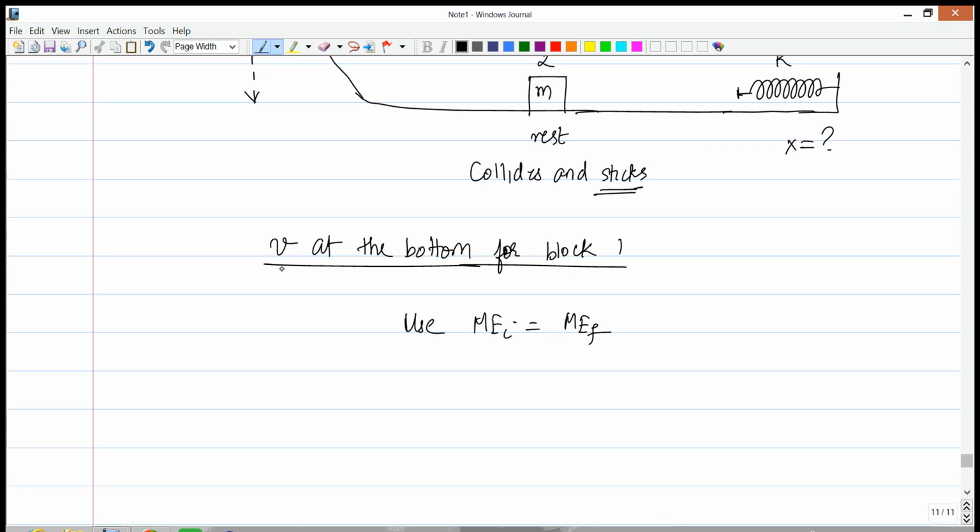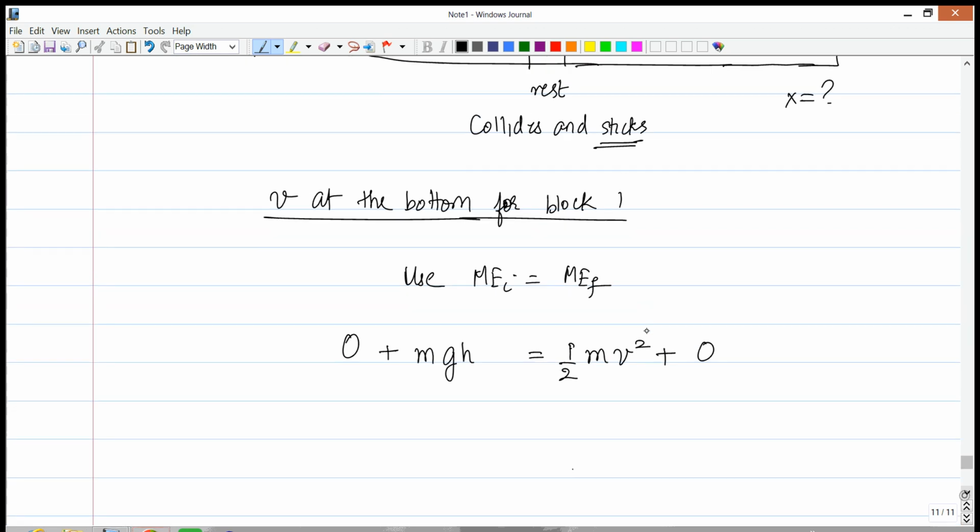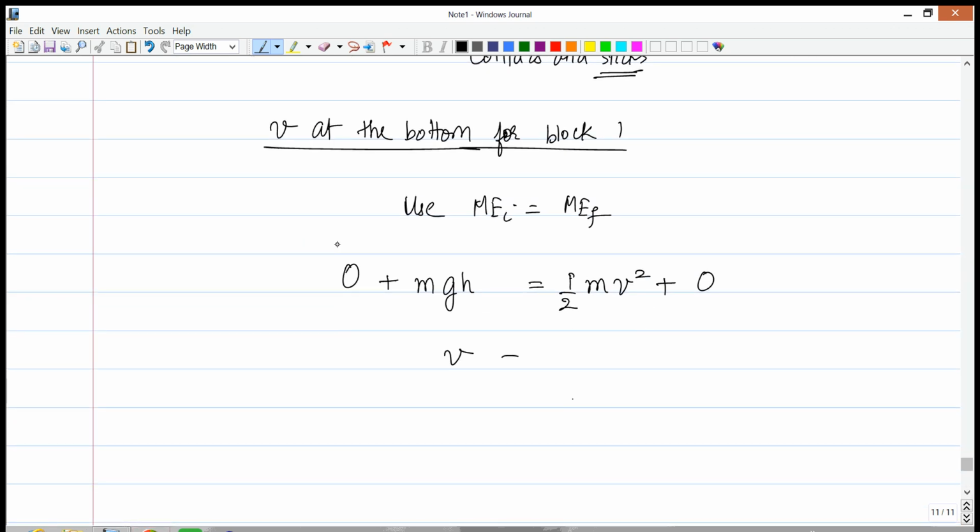So in the beginning, block 1 only has potential energy. Its kinetic energy is 0. This is all for block 1. So at the bottom of the hill, block 1 has no potential energy, but it has all kinetic energy. So 1/2 mv² plus 0. Okay, so this gives us the speed v at the bottom, which if you calculate will end up being the square root of 2gh. Very good.